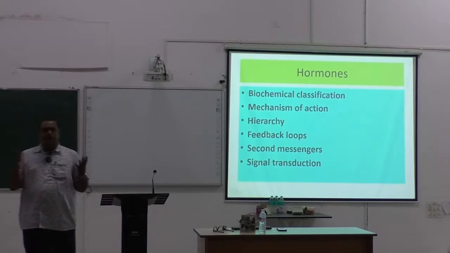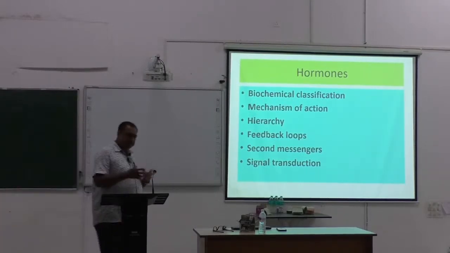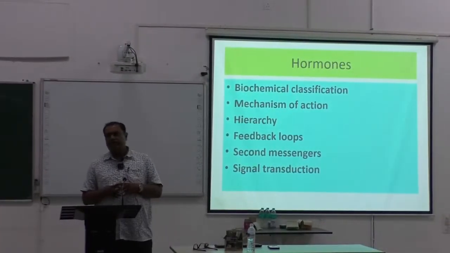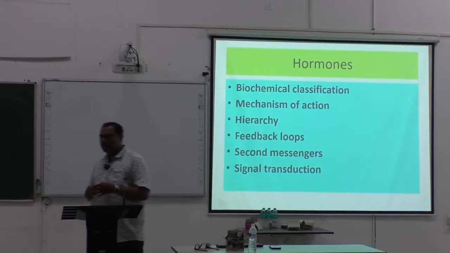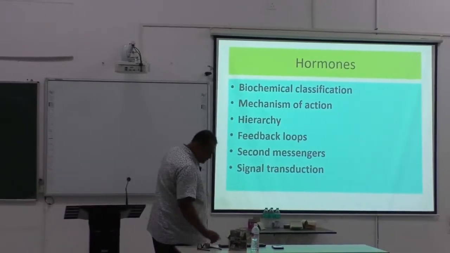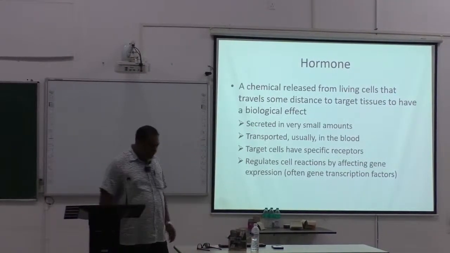Now there are two types of messenger. One is electrical impulse, another is chemical messengers. The electrical impulse is neurotransmission and the chemical messengers are hormones which are secreted by endocrine glands. To have a quick recap about hormones, what are hormones?